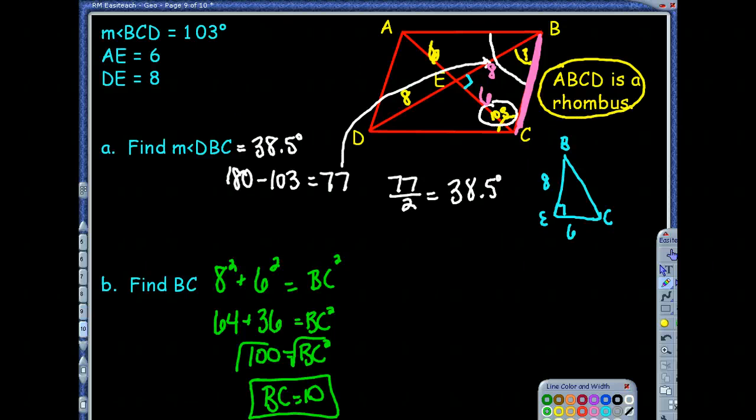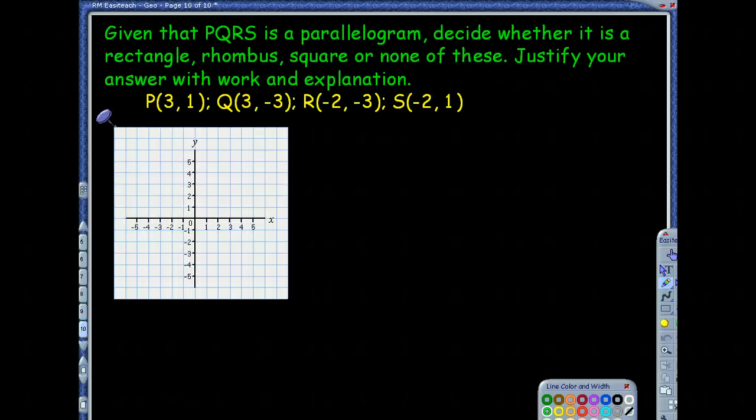All right, we have one more example, and this should kind of look familiar. We did something like this yesterday. What we did with the coordinate plane type problems, we proved when something was a parallelogram. Now, let's read the problem. It says, given that PQRS is a parallelogram. So you already know it's a parallelogram.